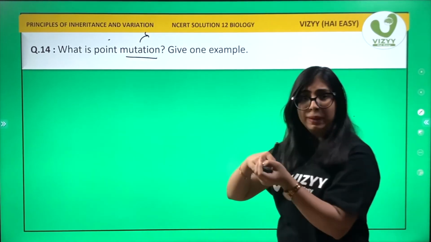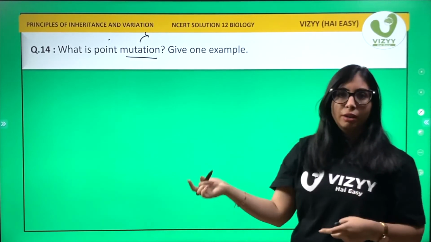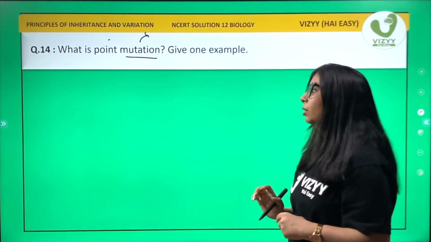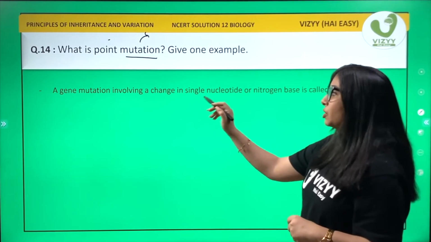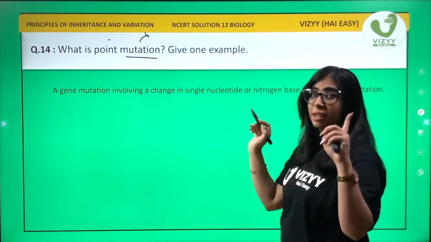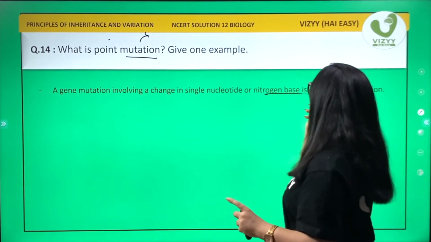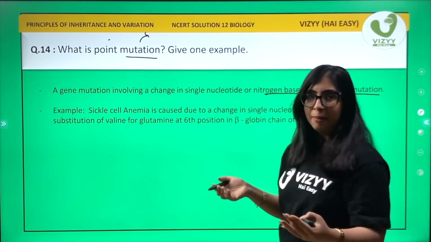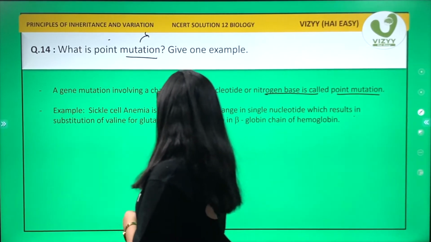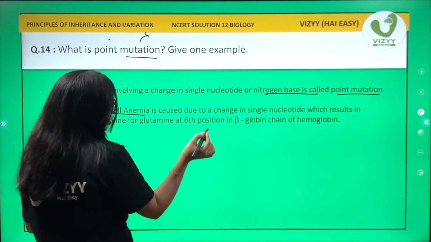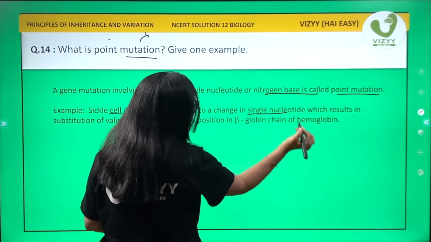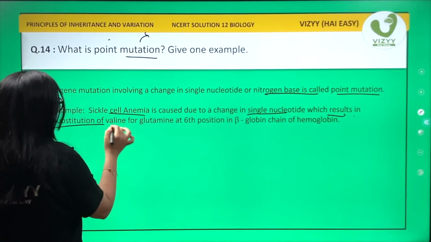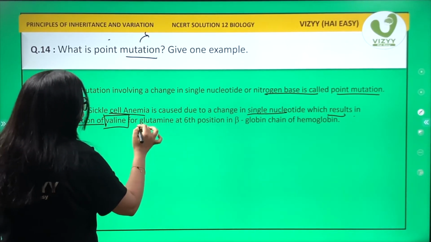So at one place there is a change occurring than usual. It is known as mutation. Give one example. The gene mutation involving a change in a single nucleotide or a nitrogenous base is called point mutation. For example, sickle cell anemia is caused because of a change in a single nucleotide which results in substitution of valine for glutamine.